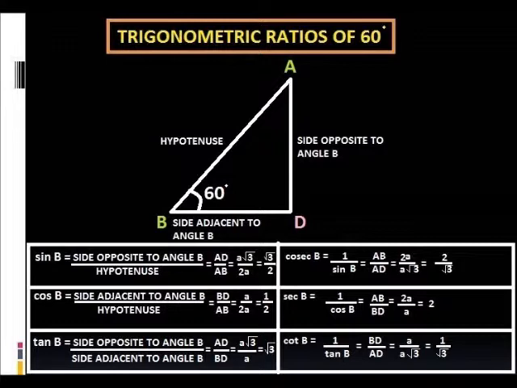Secant B equal to 1 by cosine B equal to AB by BD equal to 2A by A equal to 2. Tangent B equal to side opposite to angle B by side adjacent to angle B equal to AD by BD equal to A root 3 by A equal to root 3. Cotangent B equal to 1 by tangent B equal to BD by AD equal to A by A root 3 equal to 1 by root 3.